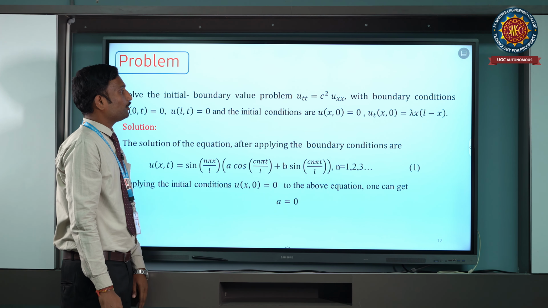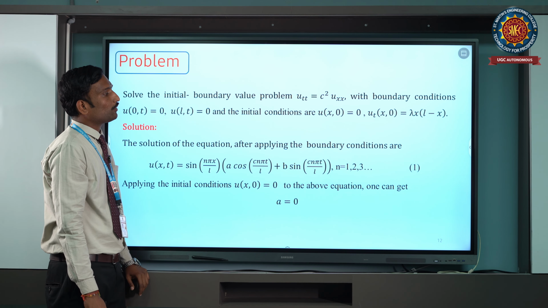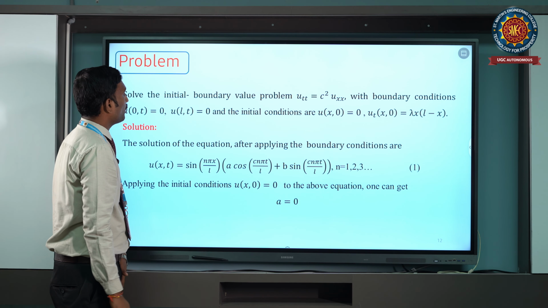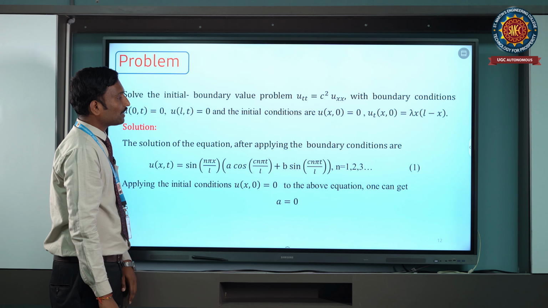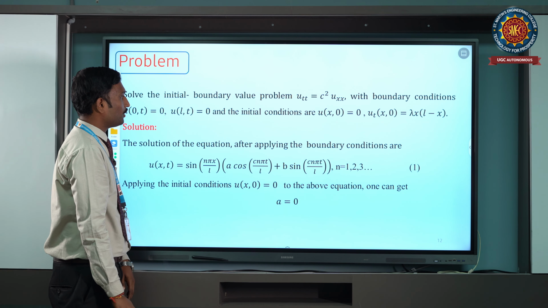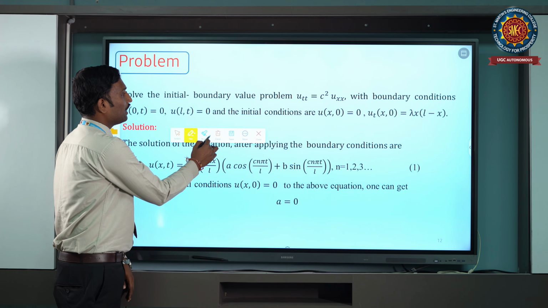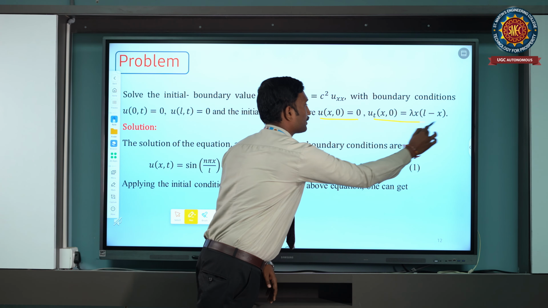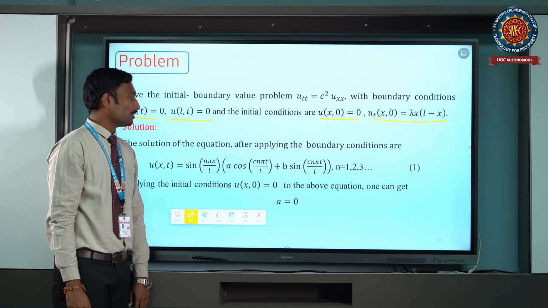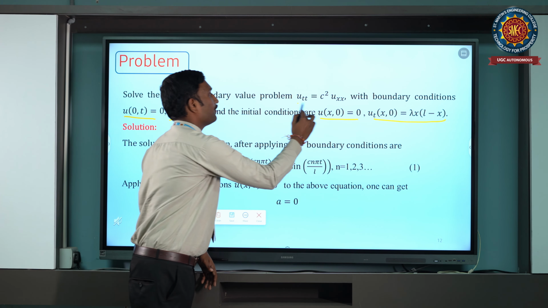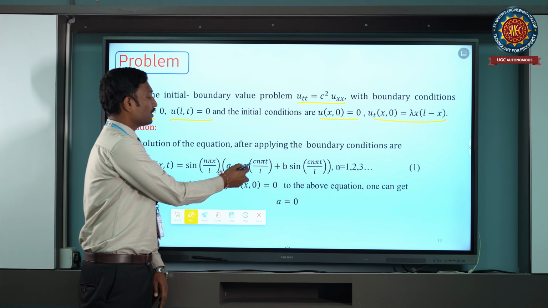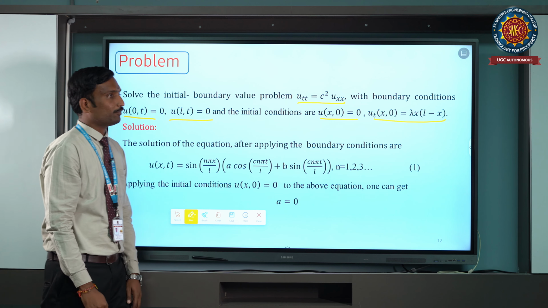Solve the initial boundary value problem u_tt = c² u_xx with the boundary conditions u(0,t) = 0, u(L,t) = 0, and the initial conditions given as u(x,0) = 0 and u_t(x,0) = λx(L − x). Since the boundary conditions are the same as earlier, the solution of the given wave equation becomes u(x,t) = sin(nπx/L) [A cos(cnπt/L) + B sin(cnπt/L)].